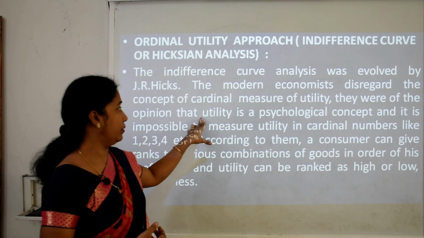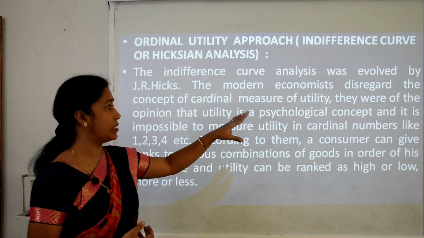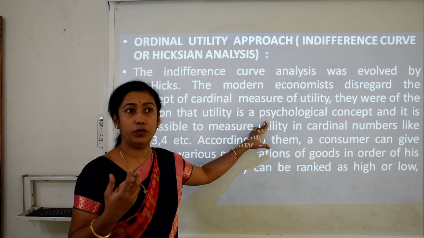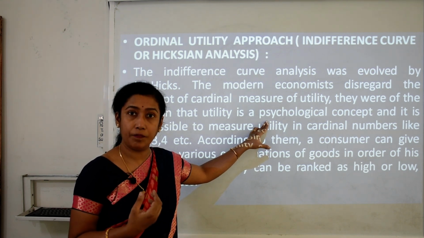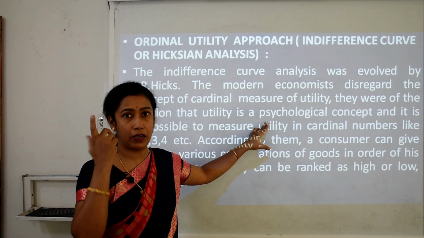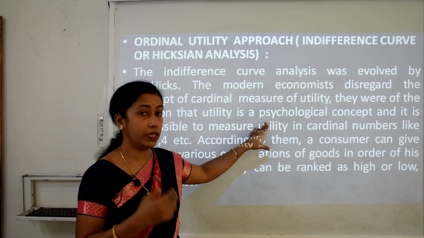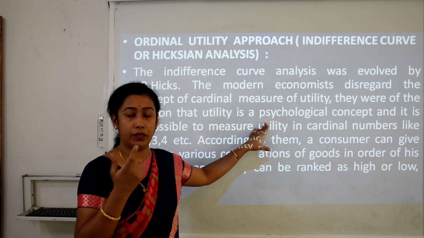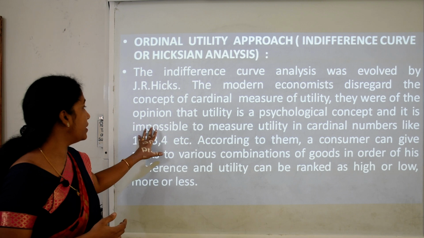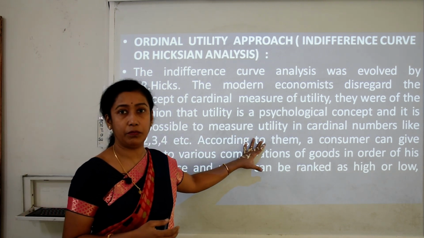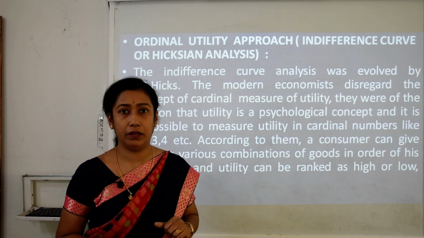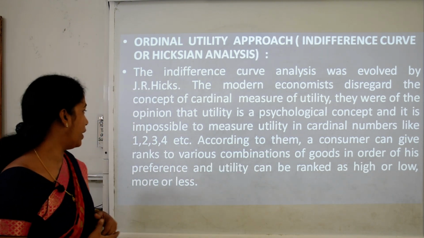They were of the opinion, that is the modern economists, that utility is a psychological concept. That means when you try to derive the utility or satisfaction which you get from consuming any good, that is a psychological concept. Satisfaction comes from here, that now I am satisfied or I am not satisfied. So it is a psychological concept and it is impossible to measure utility. It is actually impossible to measure utility in cardinal numbers like 1, 2, 3, 4 and so on.